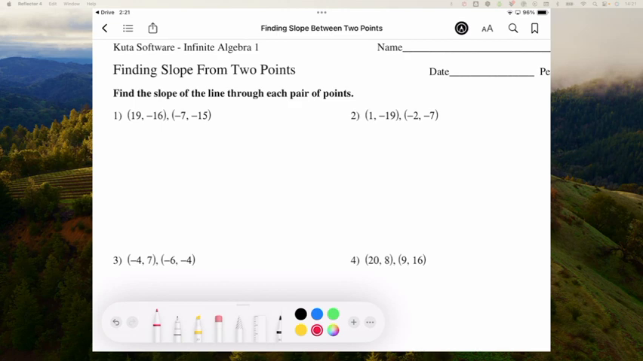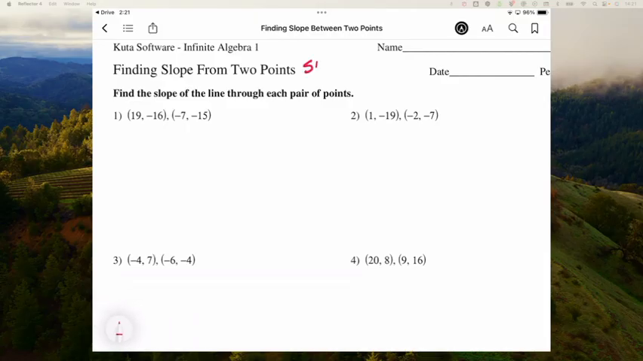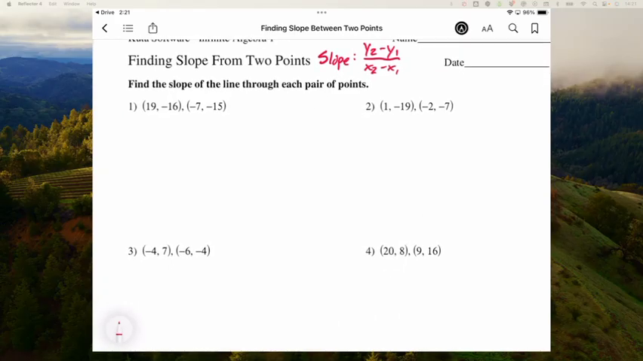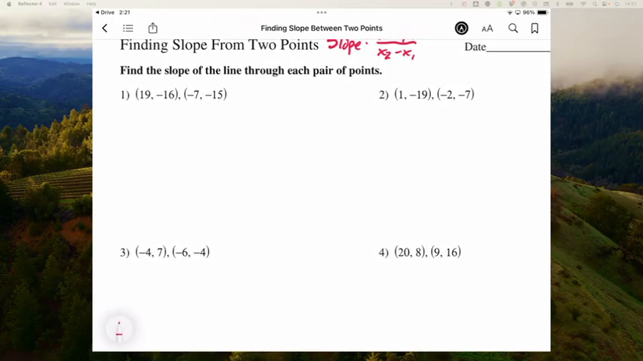Okay, so we are back with finding slope between 2 points. It will be important for us to know that the slope formula is the change in y over change in x, which is y2 minus y1 over x2 minus x1. And so for each of these, we'll be using that template.